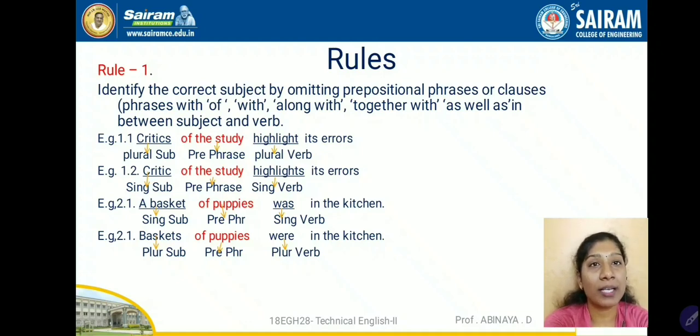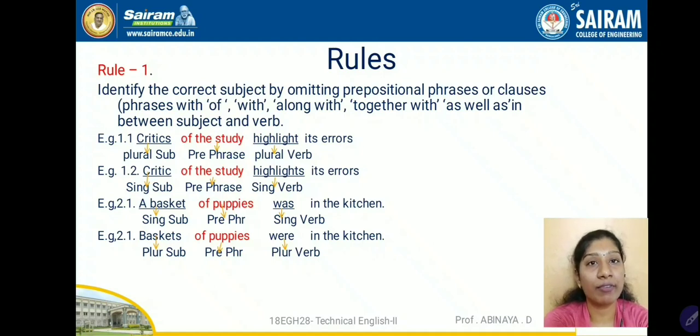So, the first rule, see, identify the correct subject by omitting prepositional phrases or clauses, phrases with of, with, along with, together with, as well as in between subject and verb. Not all subjects will come at the beginning of the sentence. Most of the time it will come at the beginning of the sentence, but the verb will not come immediately next to the subject. Sometimes there will be prepositional and conjunctional clauses in the middle.